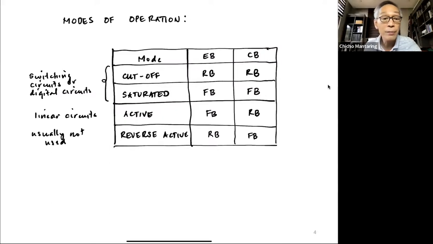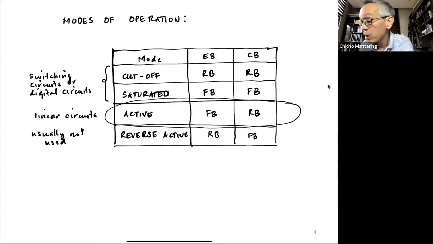Any questions? Okay, for the rest of this discussion, I'm going to focus on this active mode. Dito tayo magpo-focus for today. But when we take up the transistors again in module 2, we're going to discuss in more detail the cutoff mode and the saturation mode.